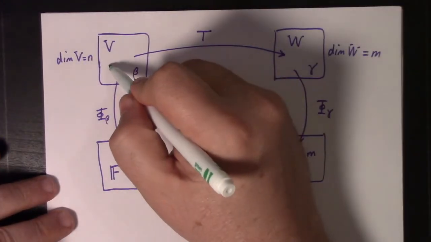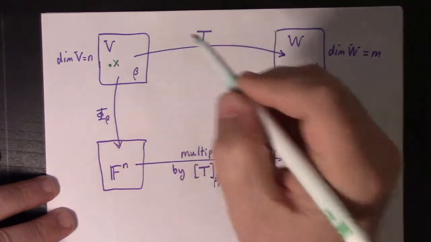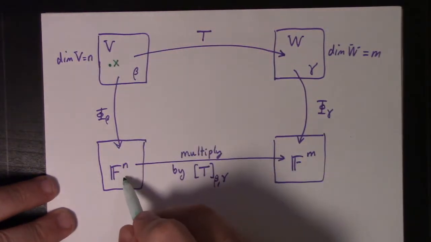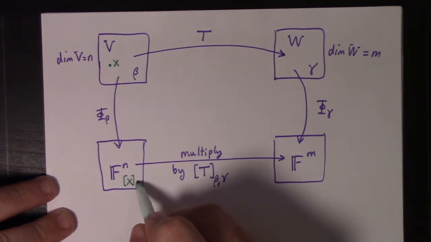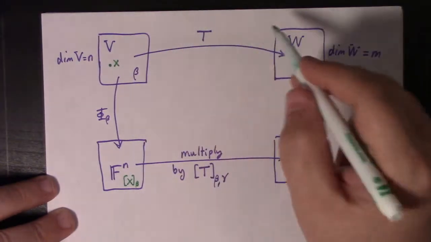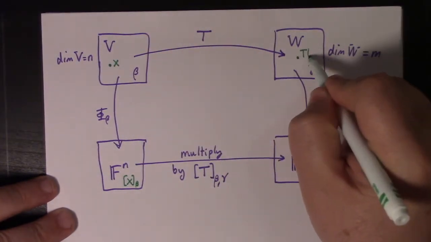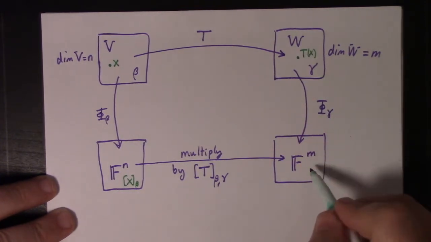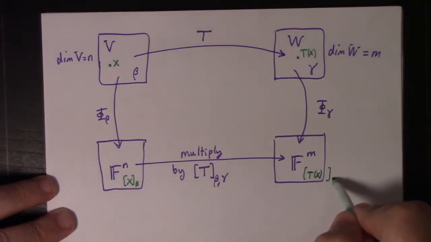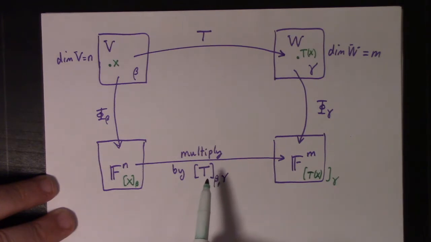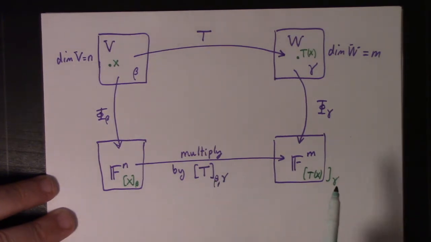I mean, we start with a vector up here, let's say x, right? That under the phi beta mapping brings us down here to a vector, let's say x sub beta, all right? And then T maps over here to T of x, that's a vector in W, and that maps under the gamma coordinate mapping to T of x sub gamma, right? And so I want to be able to take this, multiply it by that matrix, and get that.